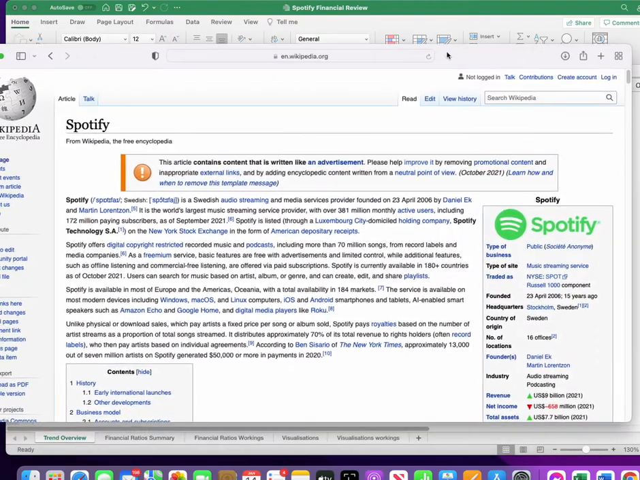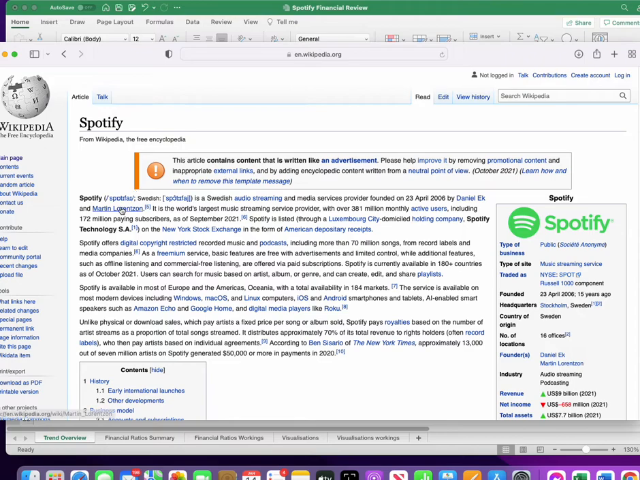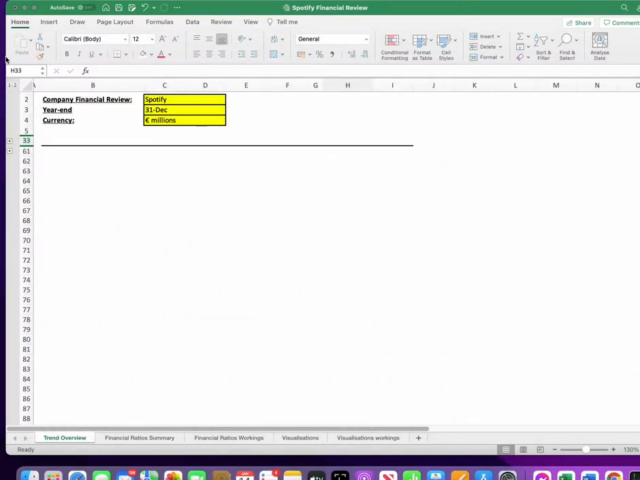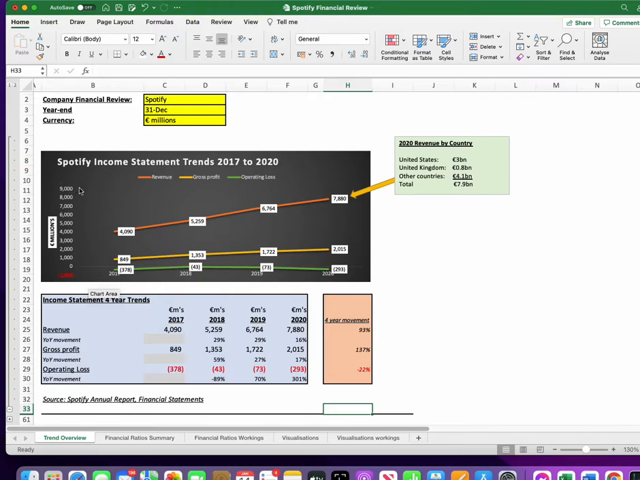So just from Wikipedia here, a little bit of context. Spotify is a Swedish audio streaming and media service provider founded in 2006 by Daniel Ek, the world's largest music streaming service provider. So you may very well be aware of Spotify, a well-known company. We're going to look at their financial statements and a few tabs here in this Excel document. This information comes from their financial statements.